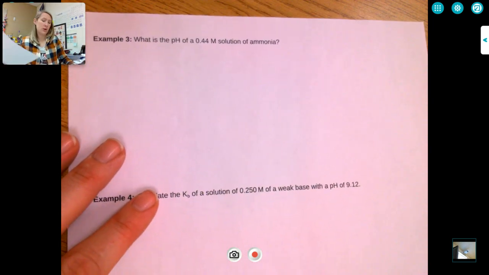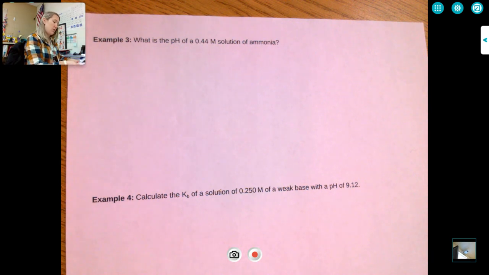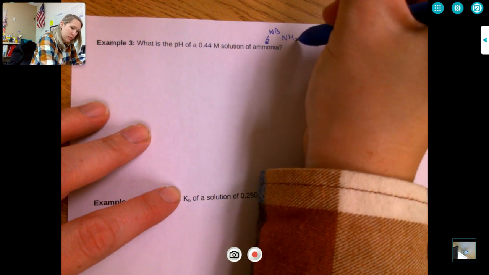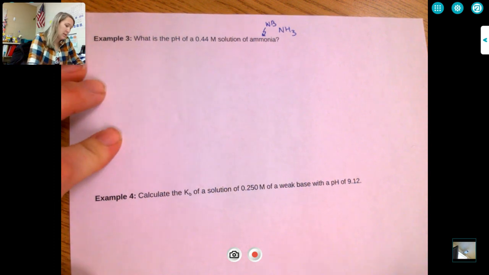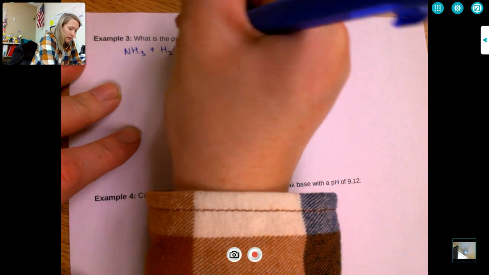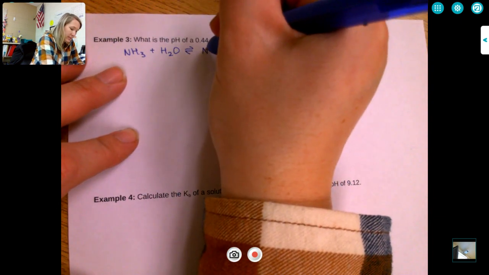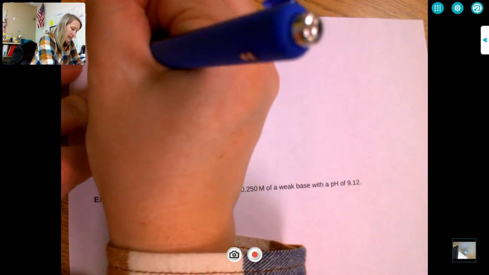So let's go through a couple of examples, just like before. Example 3: what is the pH of a 0.44 molar solution of ammonia? Well, ammonia is a weak base, and it's NH3. We've seen it a few times. We've just never classified it as necessarily being a weak base, but that's what it is. So NH3 is in water. It's weak, so I draw my double arrow. It's a base, so it's going to accept a hydrogen, so it becomes NH4 plus. And then water becomes OH minus.